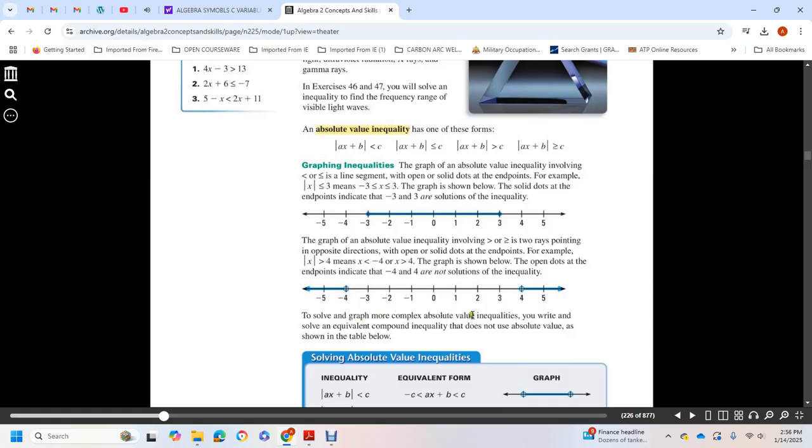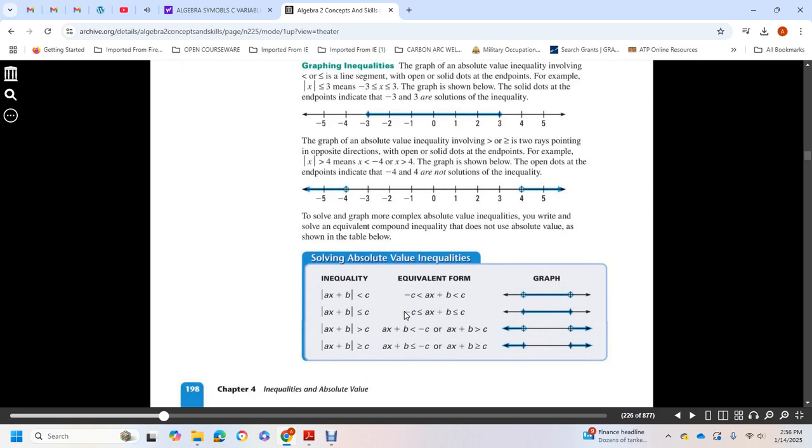To solve complex absolute value inequalities, you write an equivalent compound inequality that does not use absolute value, as shown below. The inequality the absolute value of ax plus b is less than c has the equivalent form negative c is less than ax plus b, which is less than c. The inequality the absolute value of ax plus b is less than or equal to c has the equivalent form negative c is less than or equal to ax plus b, which is less than or equal to c.